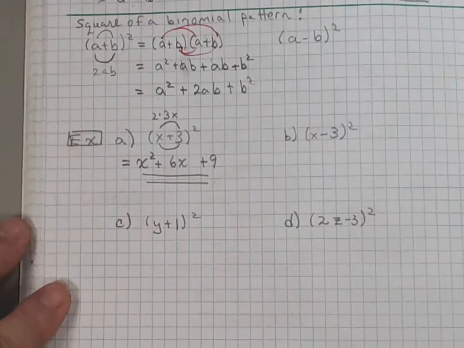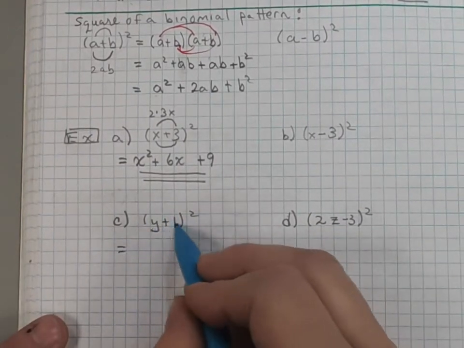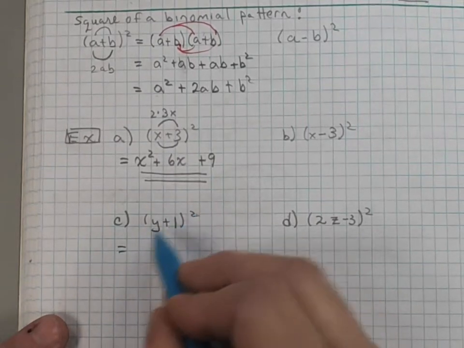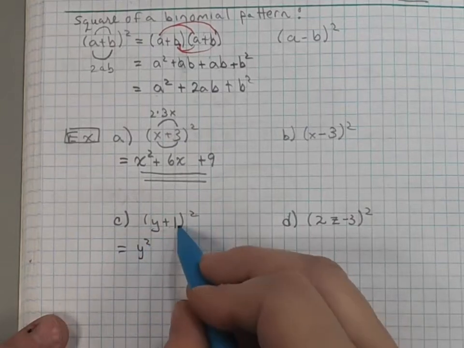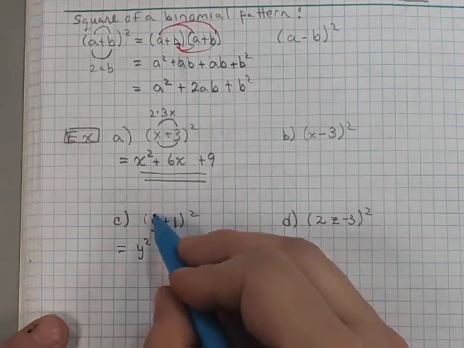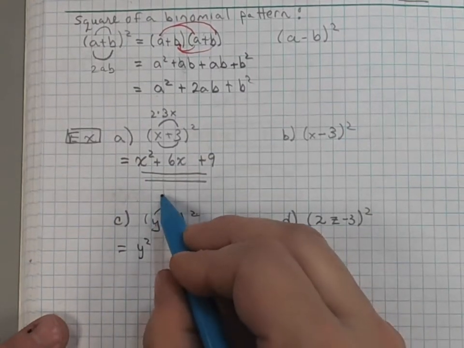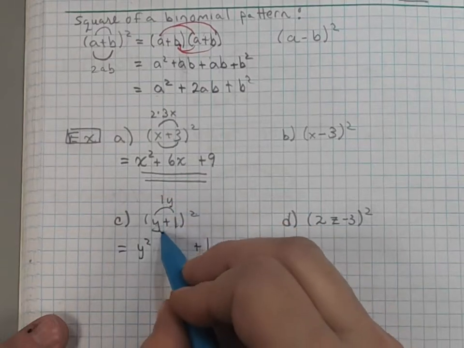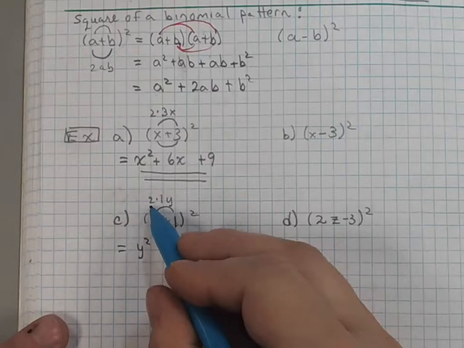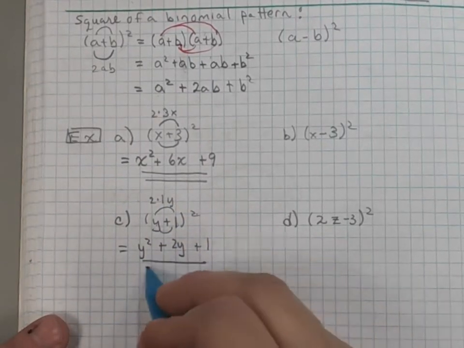Let's try it one more time on part C. Okay, so once again, the pattern, it's a binomial squared. It's a sum, so we're going to do y squared, 1 squared, which is 1, and then we multiply these together. That's 1 times y, and then I have to do it again, y times 1, so that's 2 of those, 2y. And this is my answer.